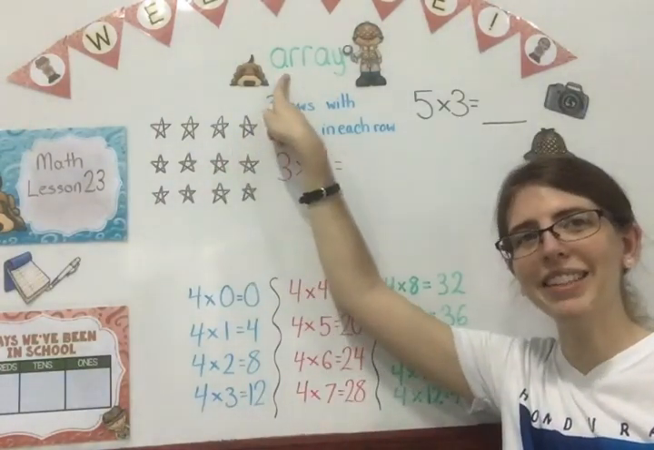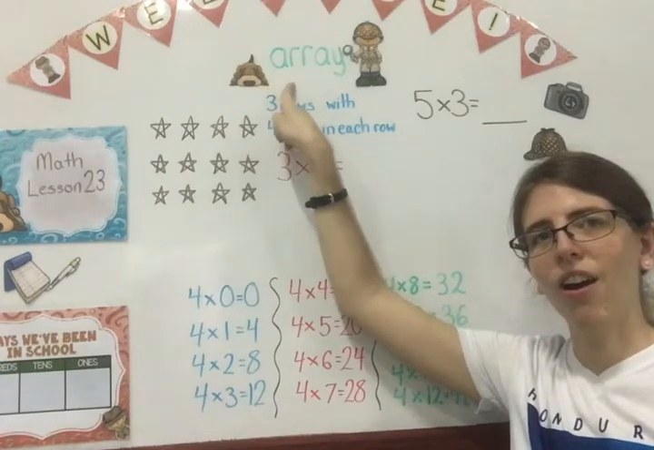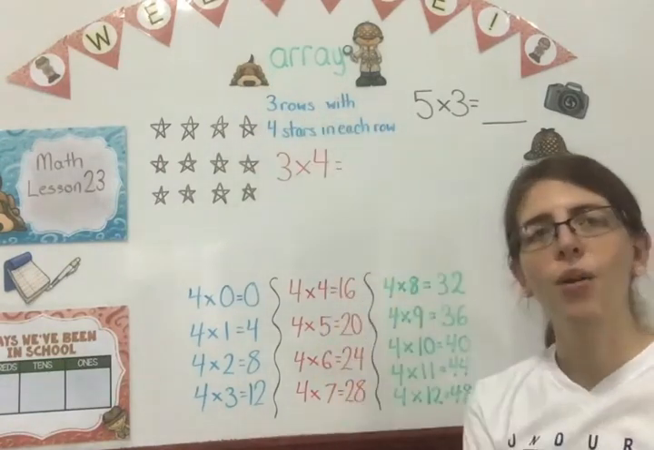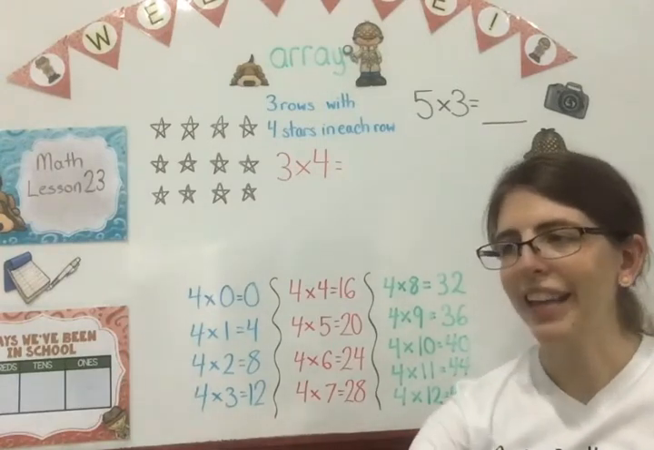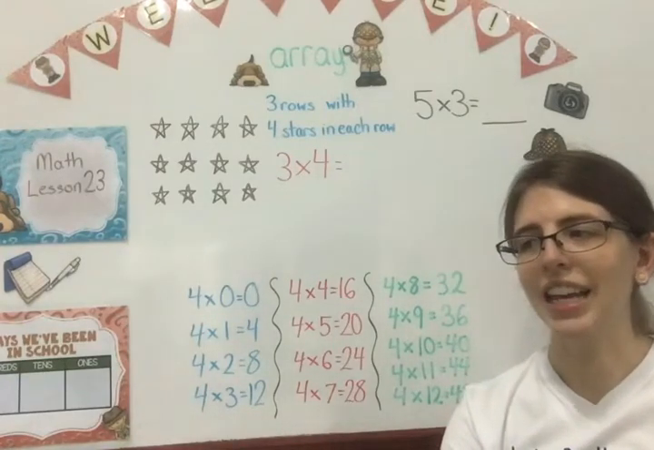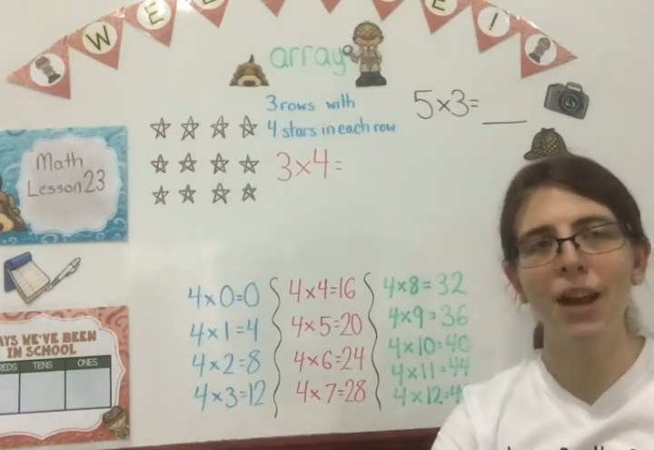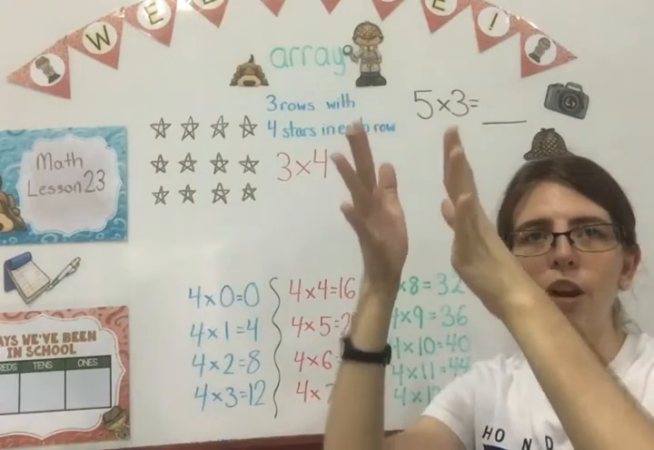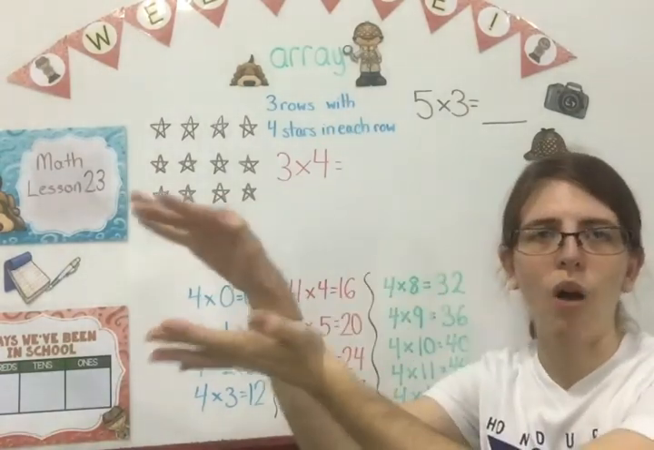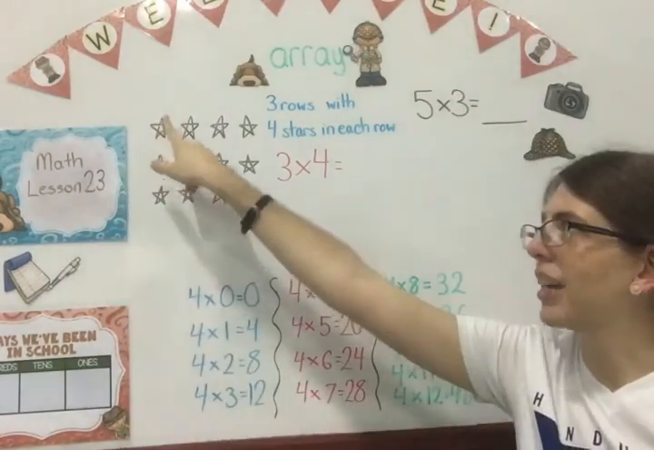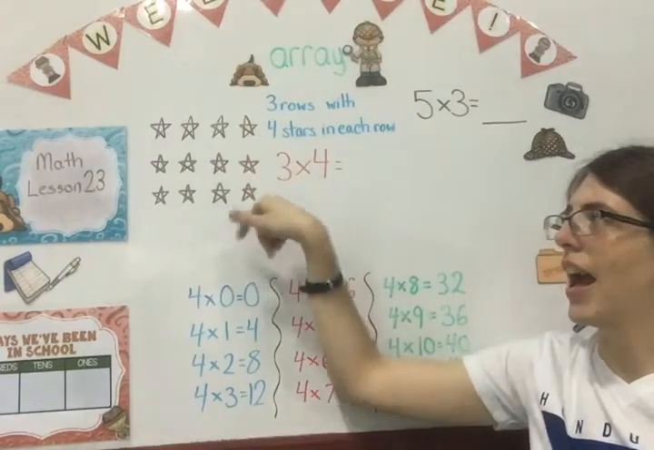Array. Say this with me. Array. A-R-R-A-Y. Array. It's one word, array. An array is just a drawing, an illustration of a math fact using columns and rows. Columns are the parts that go up and down. Rows go across. So here are my columns, and here are my rows.